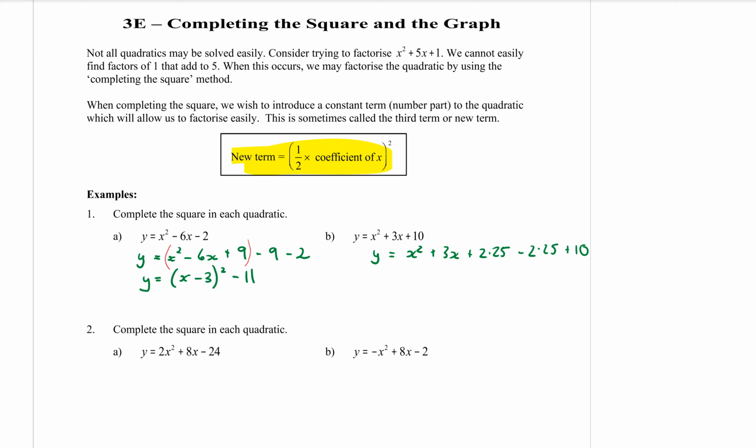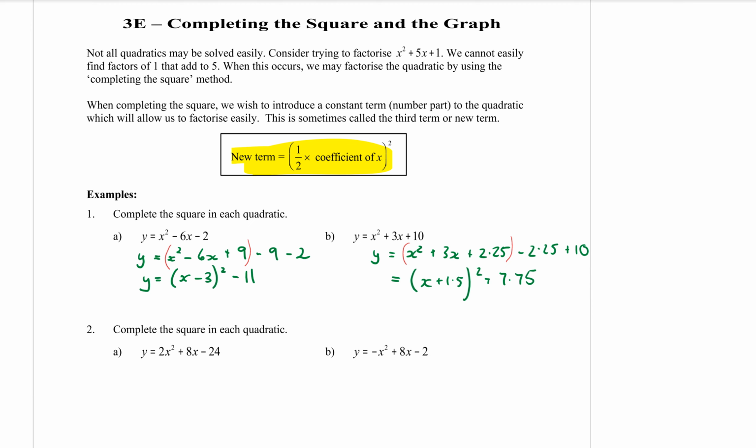The first 3 terms, putting my red brackets around them again, are going to factorize to be a perfect square. So if I halve that 3, I get 1.5. It will be x plus 1.5 in the bracket squared, and then just collect up. Minus 2.25 plus 10 is a positive 7.75. So it still works even with decimal numbers if you keep that same process. It works for all of them.